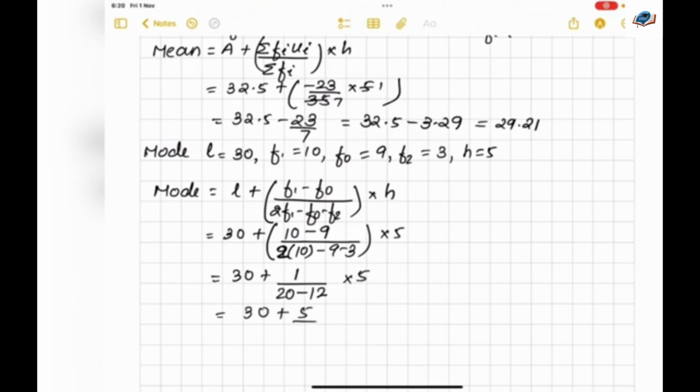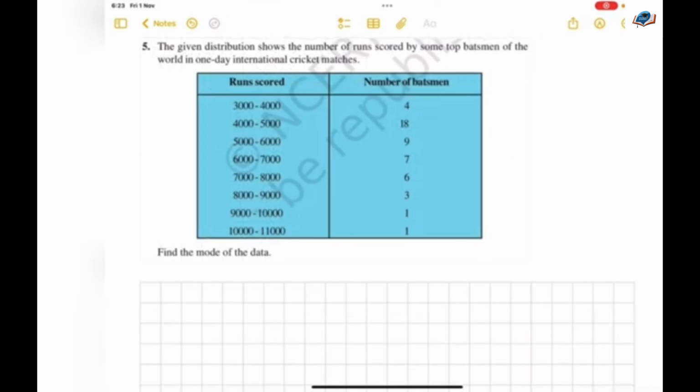So that is 30 plus 5 by 8. So that is 30 plus 0.62. So 30.6. Now fifth one says the given distribution shows the number of runs scored by some top batsmen of the world in one day international cricket team.